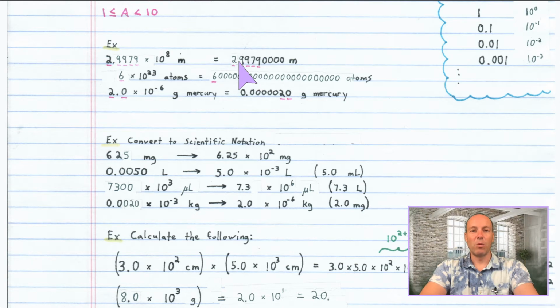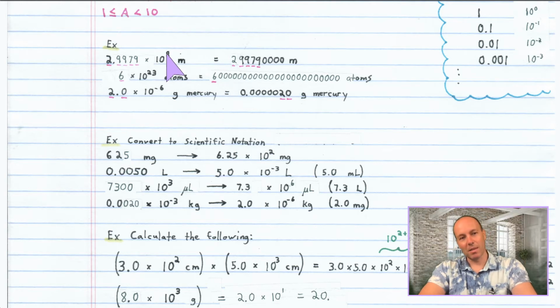When you move the decimal point 8 positions to the left, to finish, you give it a power of 10 to the 8th. So to convert this to scientific notation, you move the decimal point 8 positions to the left. That gives you 2.9979, and then you give it times 10 to the 8th because you moved it to the left.